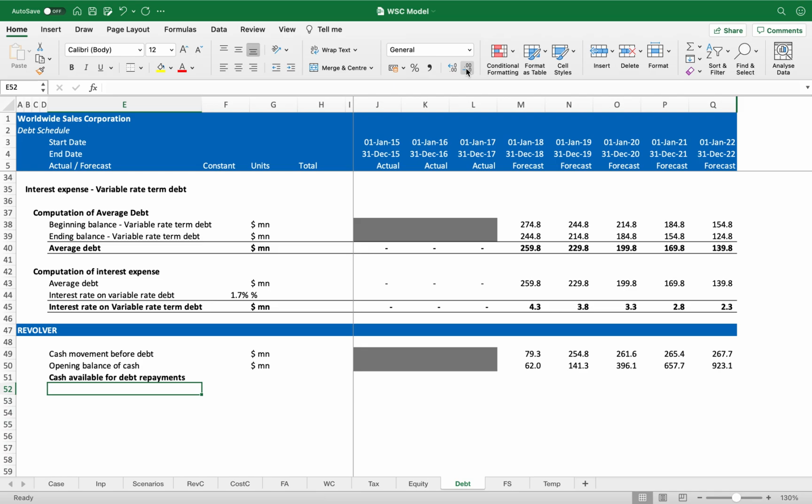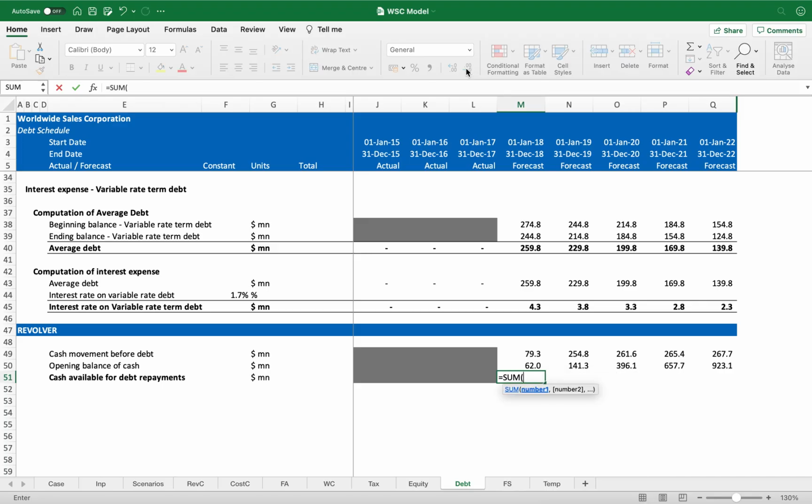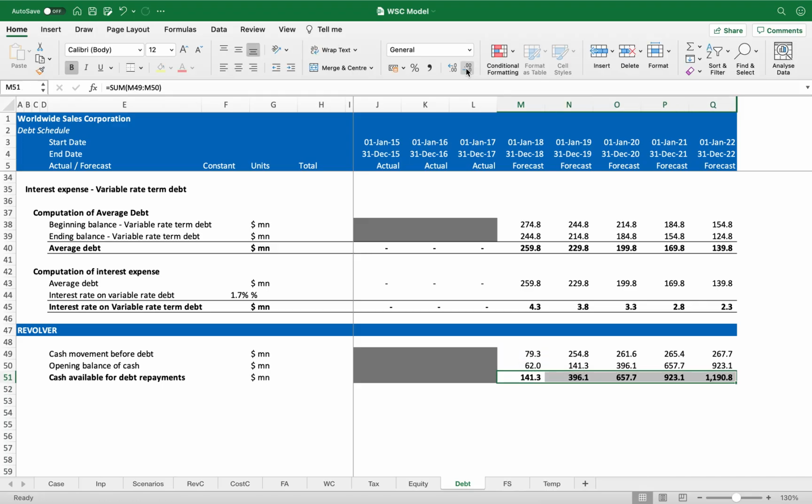Right? So I have to repay the debts, remember? I haven't yet factored in debts. So where do I factor in debt? For that, first I will have to compute what is my cash available for debt repayments. How much cash do I have to repay the debt? Simple sum of these two. So this is my cash available for debt repayments.